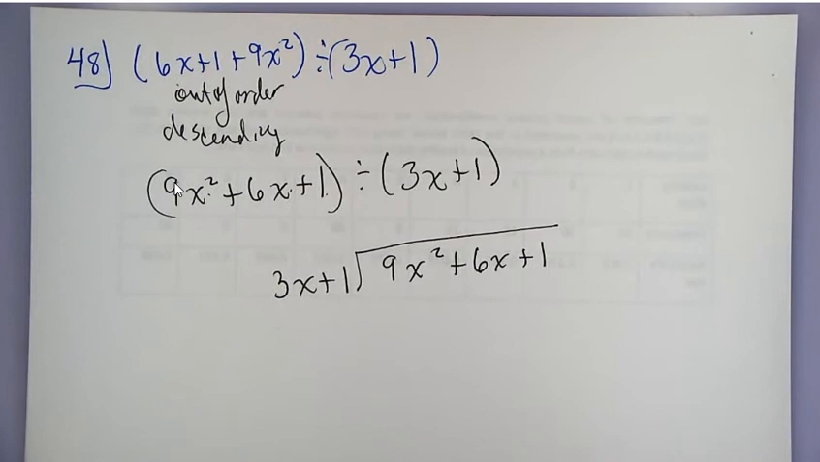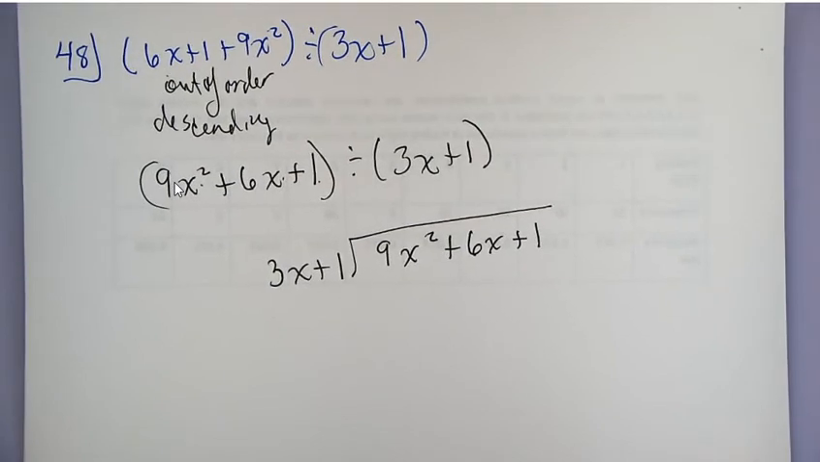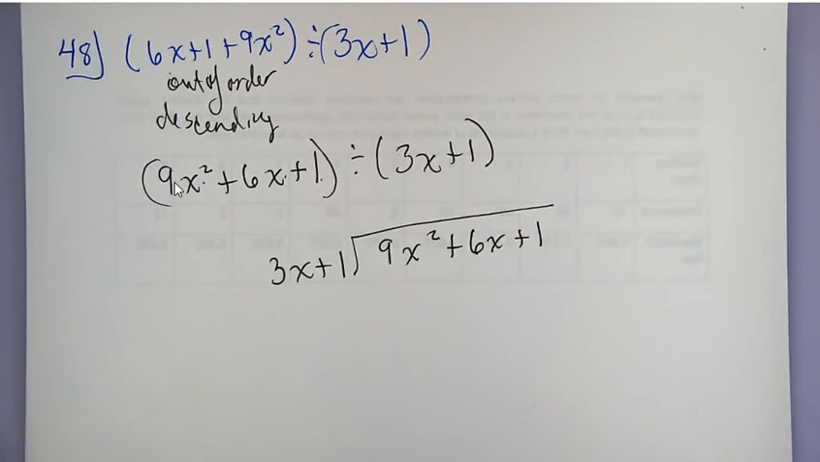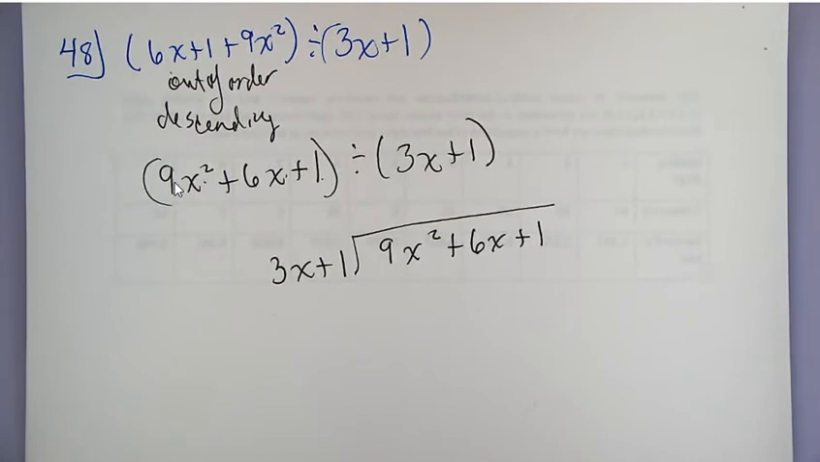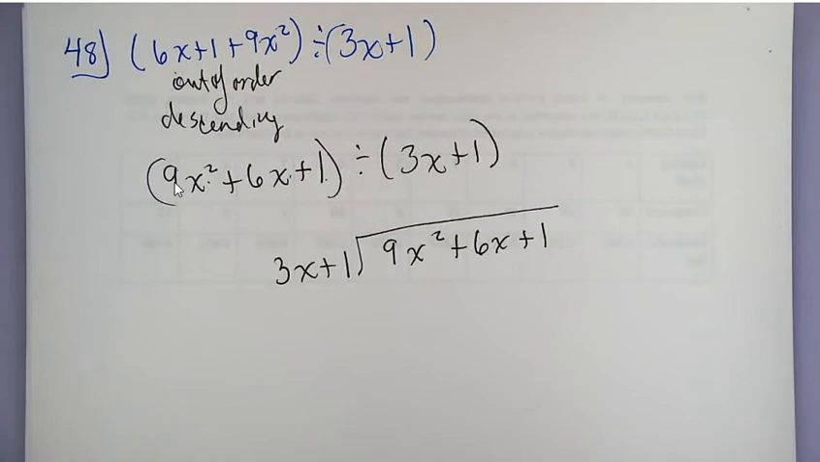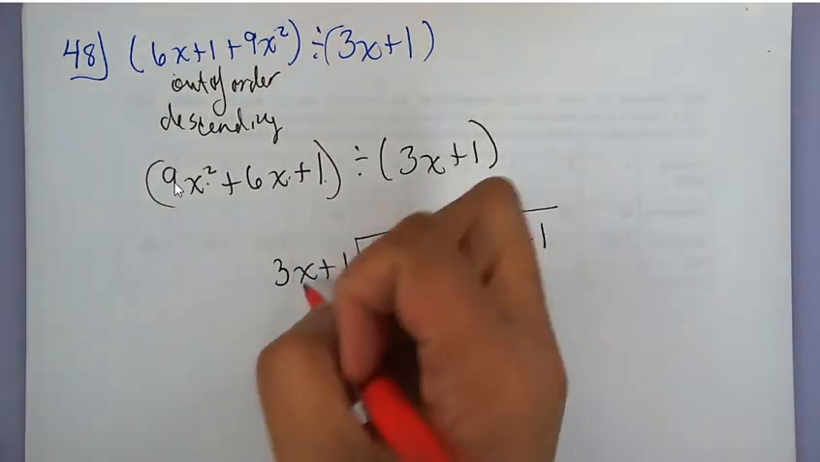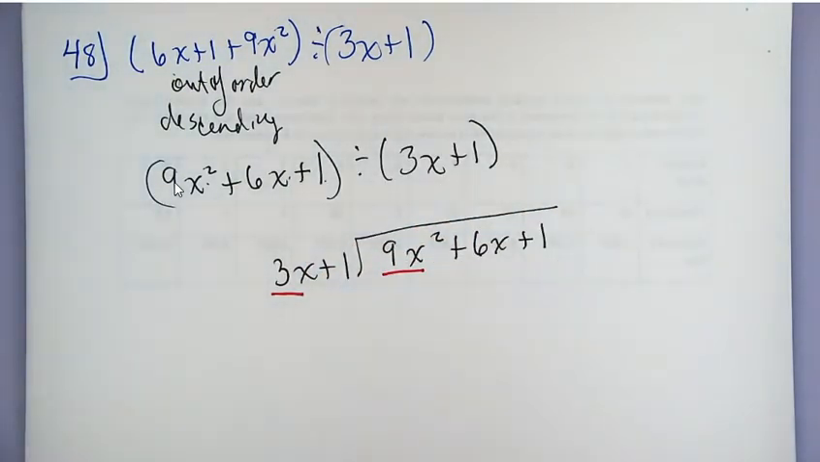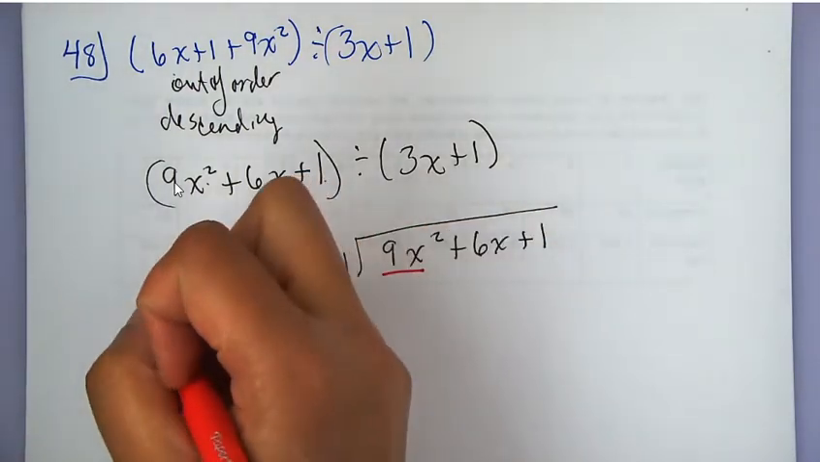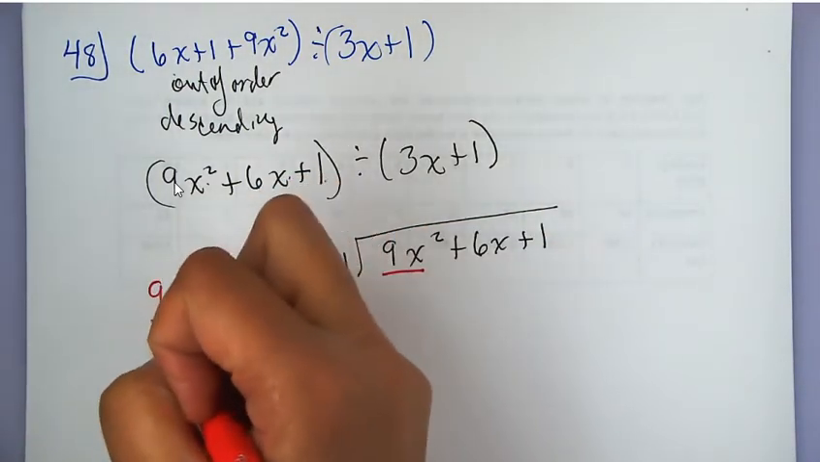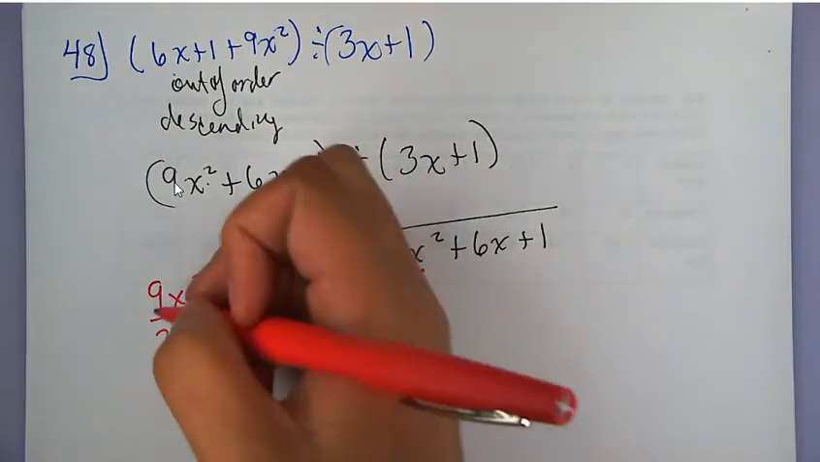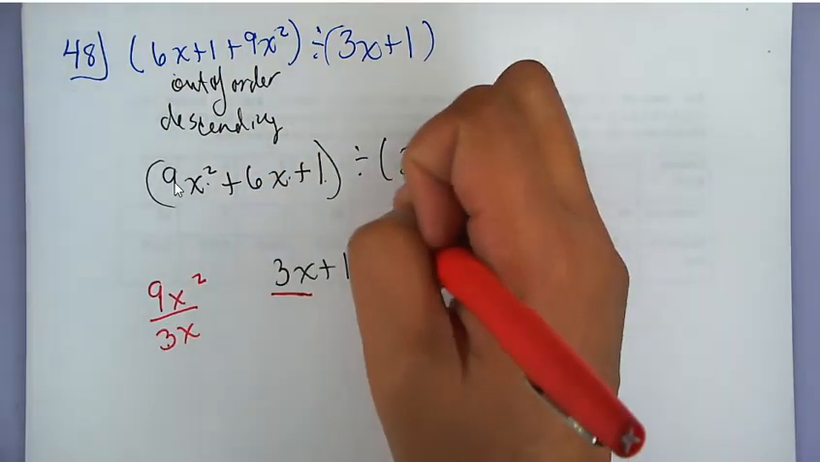Okay, so let's do this. What are we going to do? So let's divide. We're going to divide 3x into 9x squared. And if you need to, go on the side and see what is 9x squared divided by 3x. Well, I know that 3 goes into 9 3 times, and x goes into x squared, x.